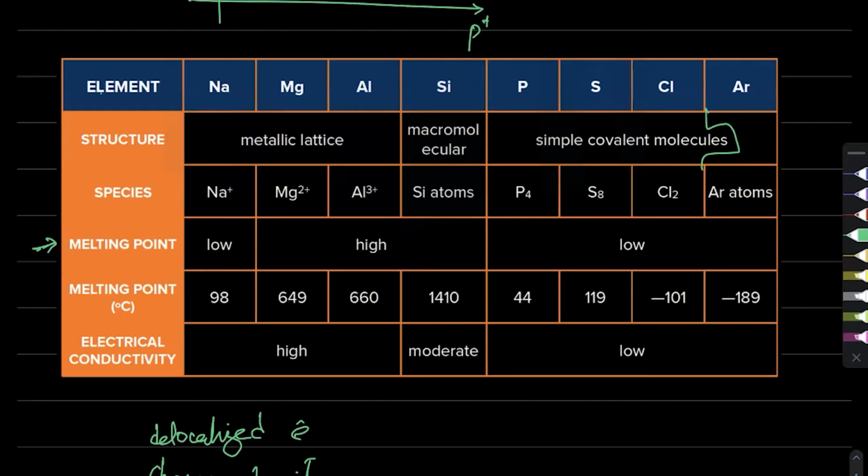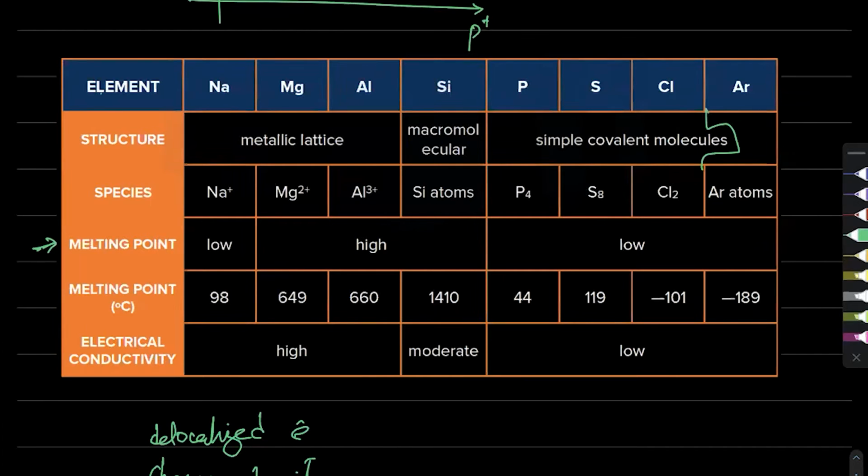Okay, why is silicon abnormally high? Because it has a giant covalent structure. So if you want to melt solid silicon and convert it to liquid silicon, you will have to break all the covalent bonds in the giant structure. And that will require more energy. No wonder it has a very high melting point.